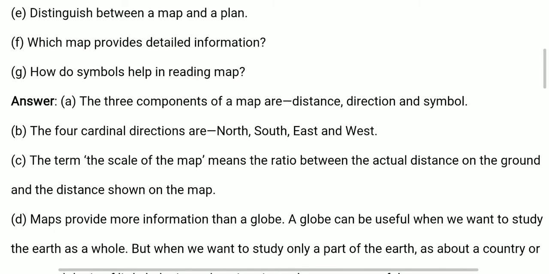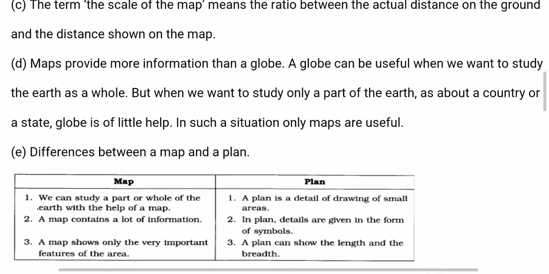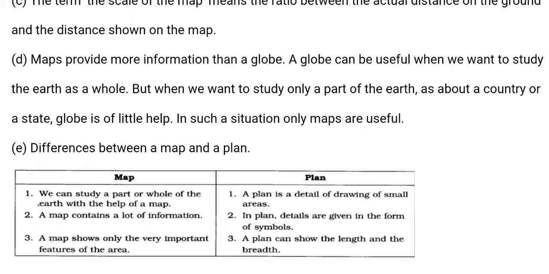Now question is distinguish between a map and plan. Difference between map and plan. Map, we can study a part or whole of the earth with the help of map. Plan, a plan is detail drawing of a small area. Map, a map contains a lot of information. Plan, in plan details are given in the form of symbol. Map, a map shows only the very important features of the earth. A plan can show the length and the breadth.